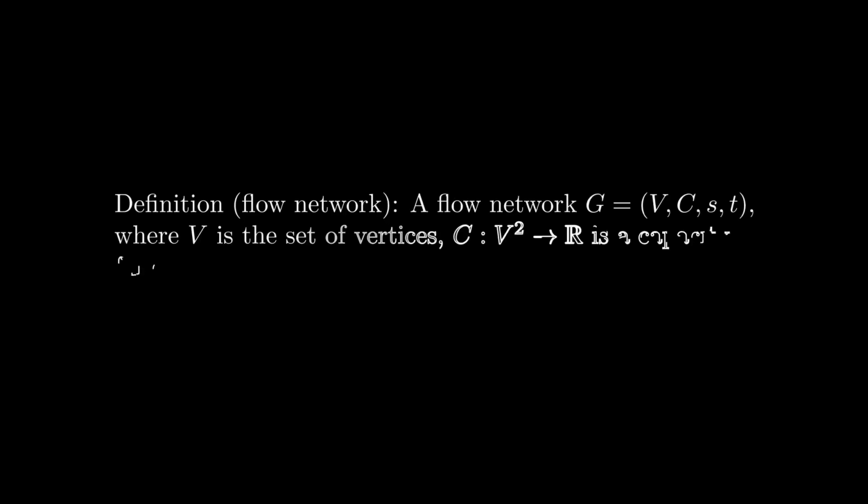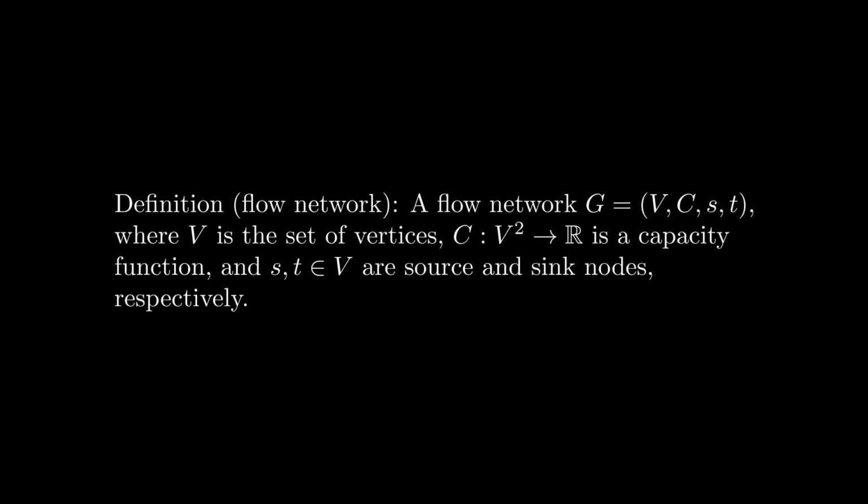A flow network or capacitive network G is given by a four-tuple (V, C, S, T), where V is a set of vertices, C is a capacity function which maps pairs of vertices to positive real numbers, and S and T are source and sink vertices respectively. Essentially, a flow network is like a connected directed graph, except each edge has an additional attribute called capacity. This capacity effectively describes how much flow is allowed through this edge. You can think of the edges as pipes, and the capacity as how much water they can carry, for example.